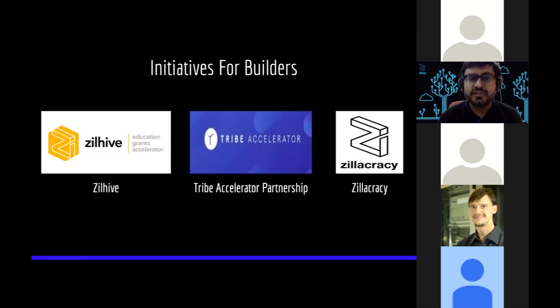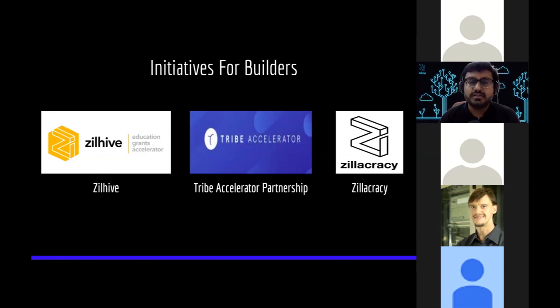And as Amrit had mentioned, we have Zilhive, which is a grants program that has 3 sub parts. We have an education program, and we have a grants program in which we give out grants for people who are working on some interesting application on Zilliqa, building some toolkits, or in general working to advance the blockchain industry. And we also have an accelerator in partnership with Tribe in Singapore, in which they incubate certain projects and take them through the whole phase of building a prototype, talking to customers, raising funds, and stuff like that.